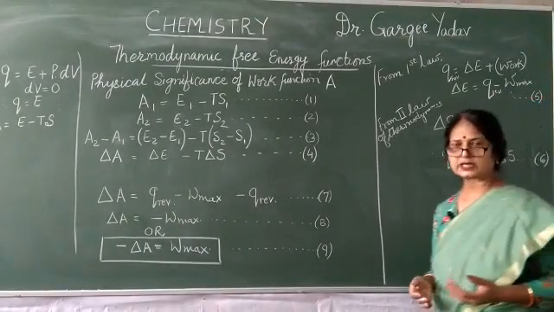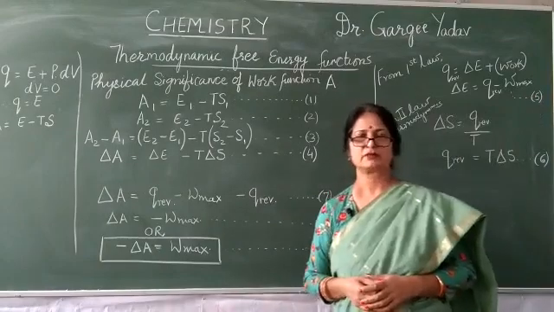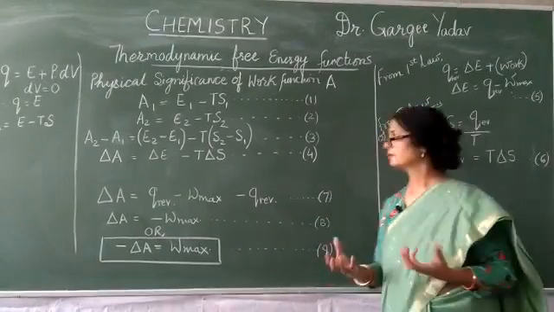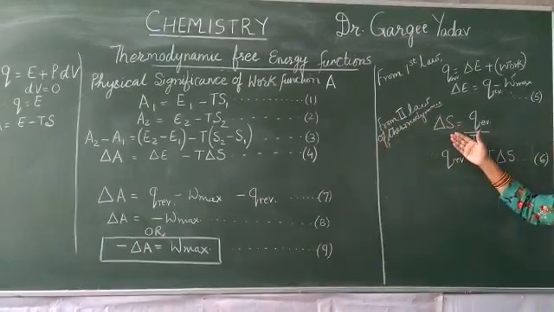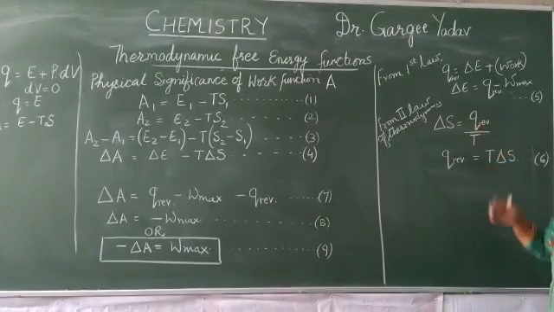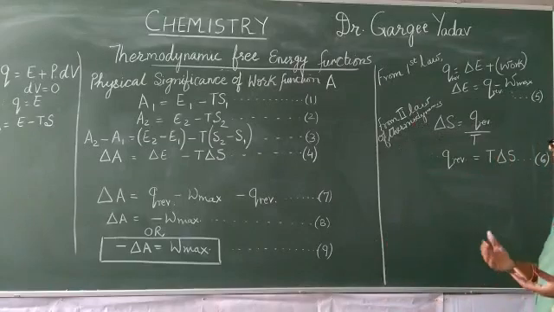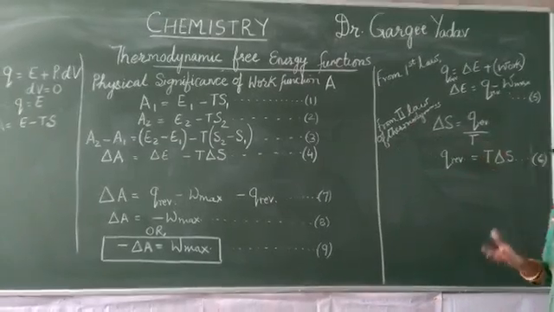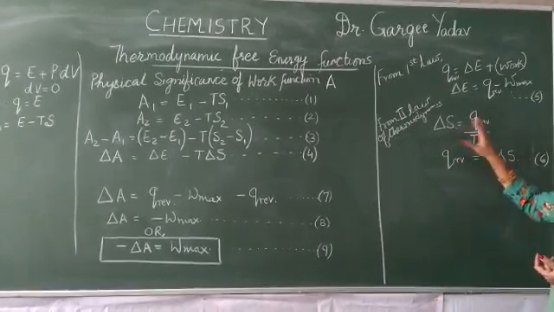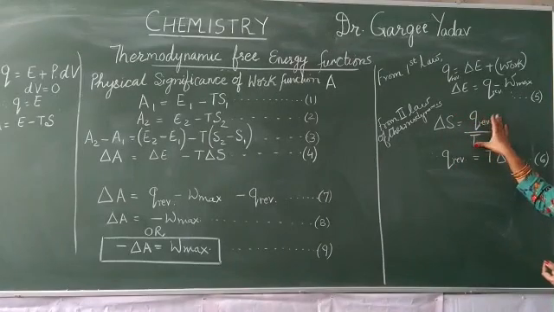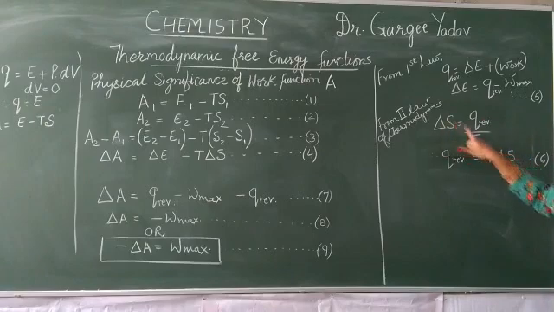Now we have also studied the second law of thermodynamics, from which we got the entropy. So this change in entropy is equal to the heat absorbed for the reversible process divided by the temperature at which that heat is being absorbed. So Q reversible, by a simple rearrangement here also, will be equal to T into delta S. Here comes equation number 6.